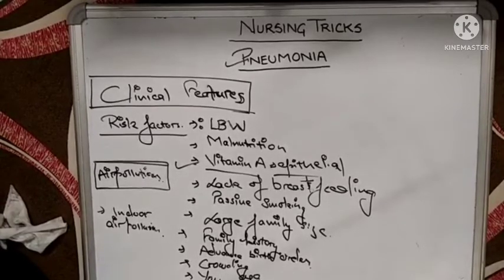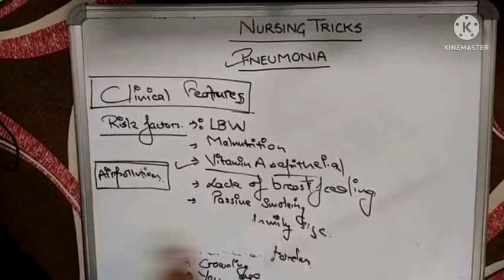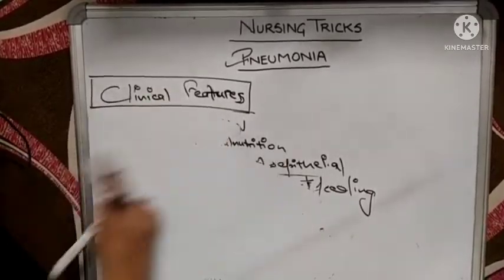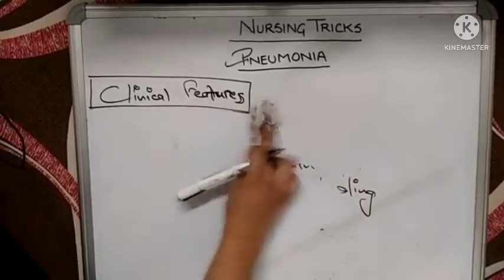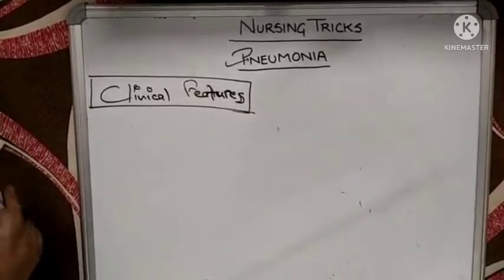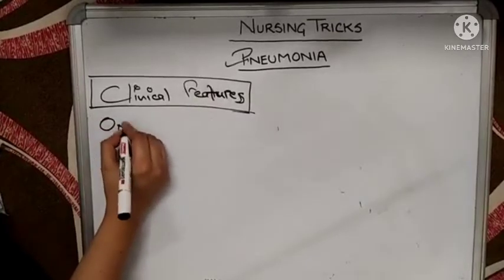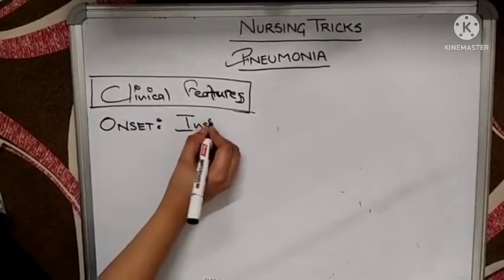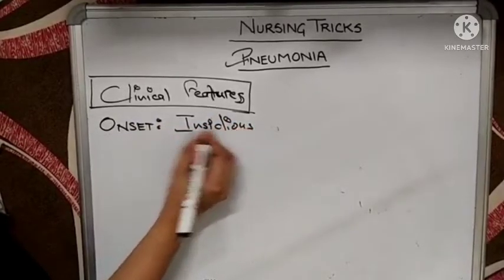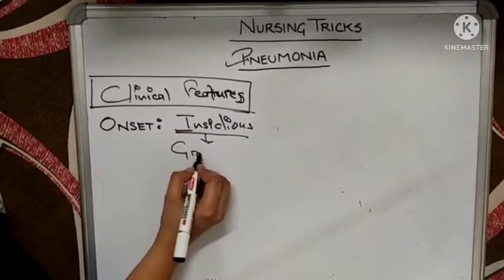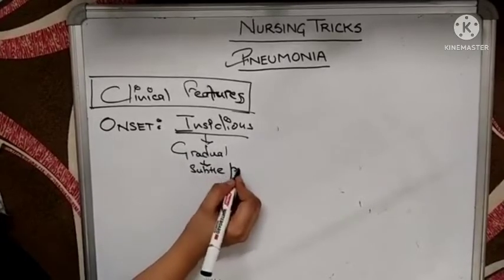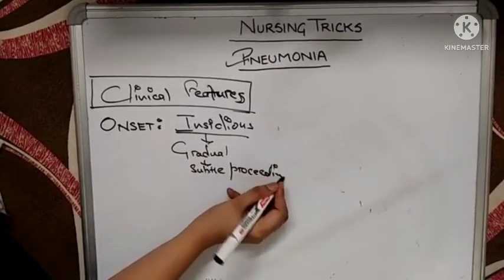Okay, so now let us see what is the onset of this particular disease, and what all clinical features we can see in the acute phase or in the other phases. I hope you have written this. So let us see what all things we can see in the onset. The onset can be insidious. Now what is insidious? Insidious onset means a gradual proceeding, or you can say a subtle proceeding, but the effects are harmful.